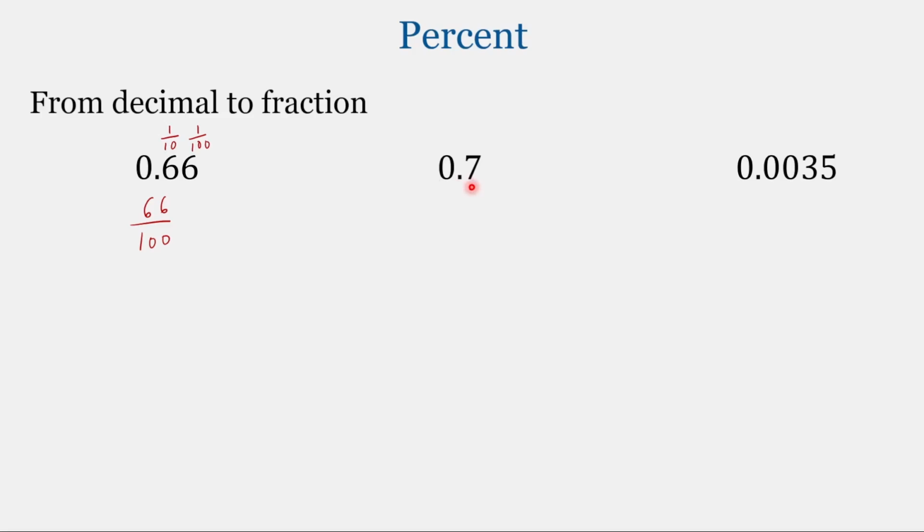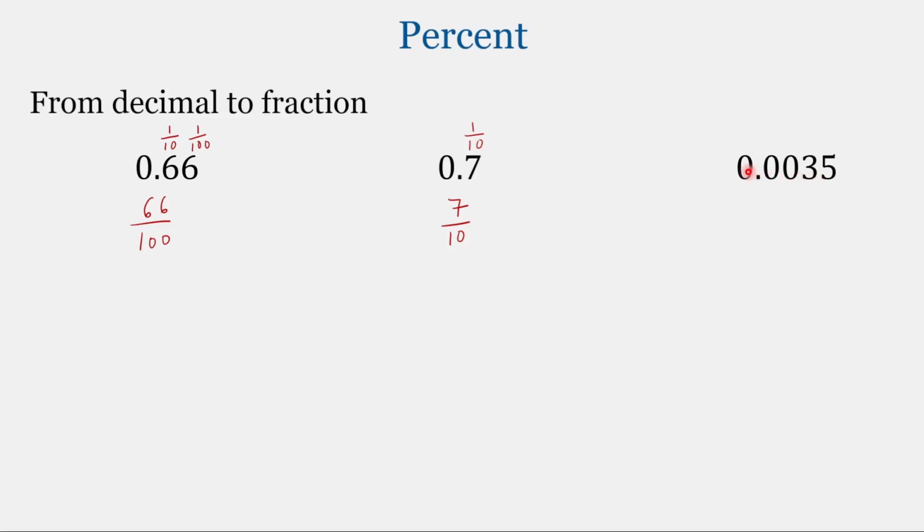Looking at this second problem, we have 0.7. This 7, it's in the 1 over 10 place, or the tenths place. This is 7 tenths. So we write this as 7 over 10.